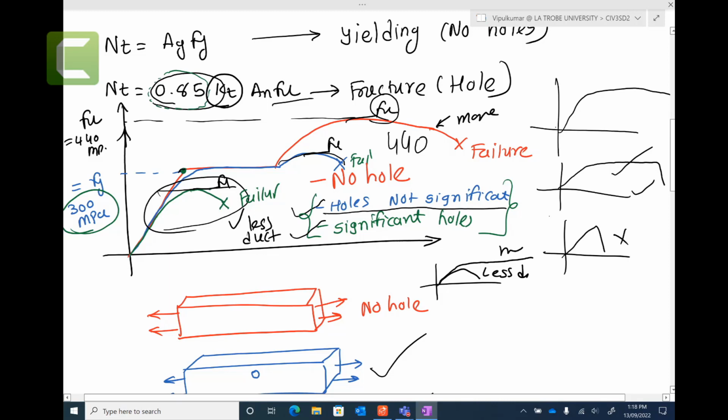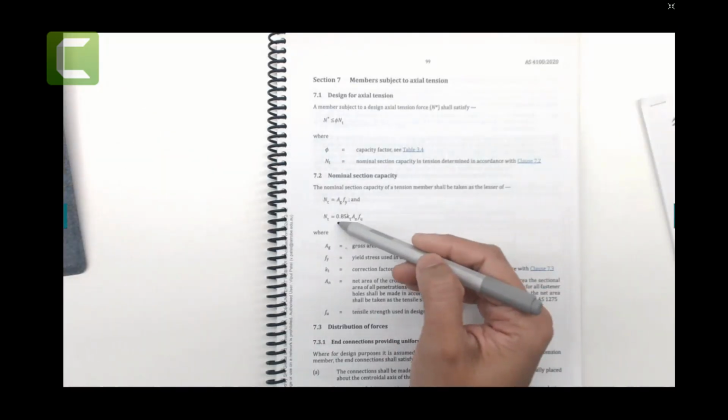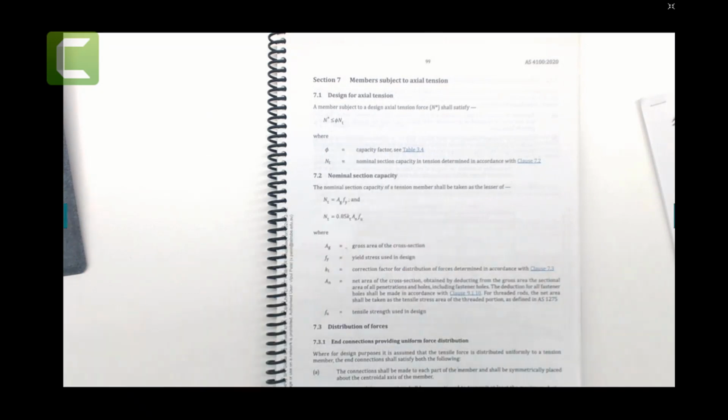Because someone might ask, how do I know whether it's a significant hole or a non-significant hole? Is there a rule that one hole is non-significant, two holes is significant? No, there is no such rule. The standard says that if you have a hole, you can just put 0.85, a 15% reduction, and that is your FU reduction. Okay, so that is given here. You don't need to remember all these nitty-gritties, it's just for you to see where all this is coming from. So 0.85 FU, and FU is the ultimate point, 440, and I will show you where they are.